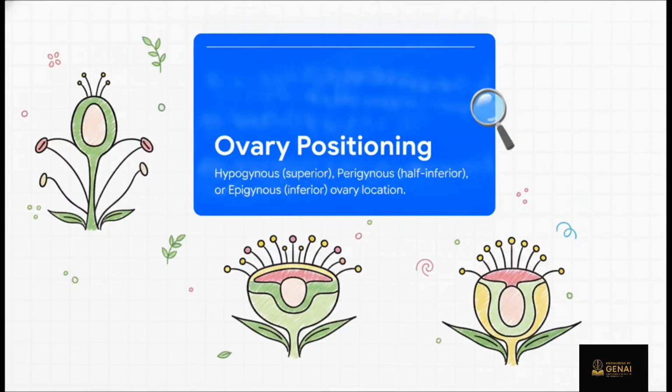A really crucial detail in this floral architecture is knowing exactly where the ovary sits relative to the other whorls on that thalamus space we talked about. If the ovary sits at the absolute highest point and all the other parts attach below it, it's a hypogynous flower with a superior ovary. If the other parts attach at the rim, almost at the exact same level, it's perigynous or half-inferior. And if the thalamus grows entirely upward, completely swallowing and fusing with the ovary so the other parts actually sprout from above it, we call that an epigynous flower with an inferior ovary.